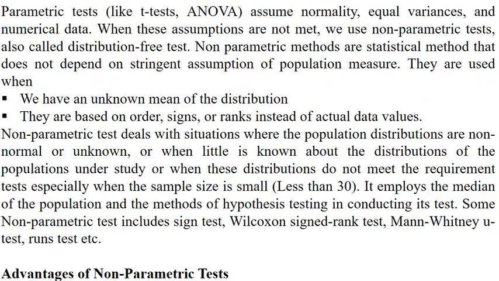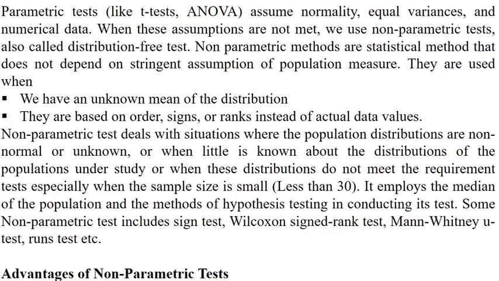Tests like the t-test and ANOVA, like the one we discussed in experimental design in study session 7 unit 1 that deals with analysis of variance, like the CRD and RCBD, assume normality, equal variances, and numerical data. When these assumptions are not met, we use non-parametric tests, also called distribution-free tests. Non-parametric methods are statistical methods that do not depend on a stringent assumption of population measure.